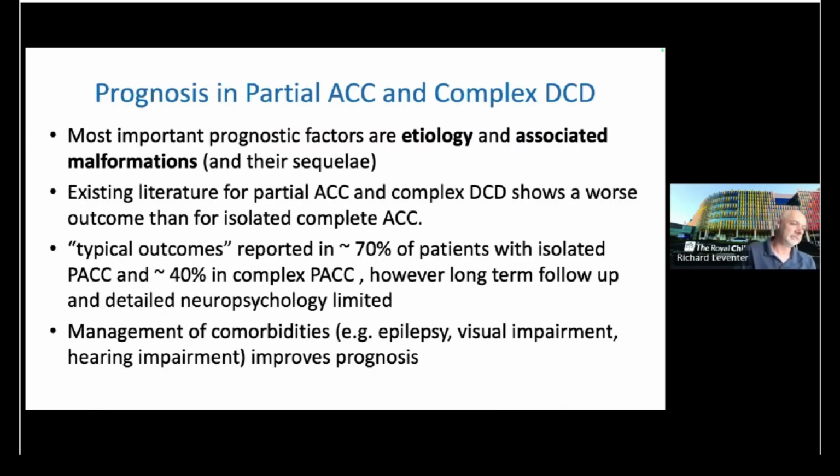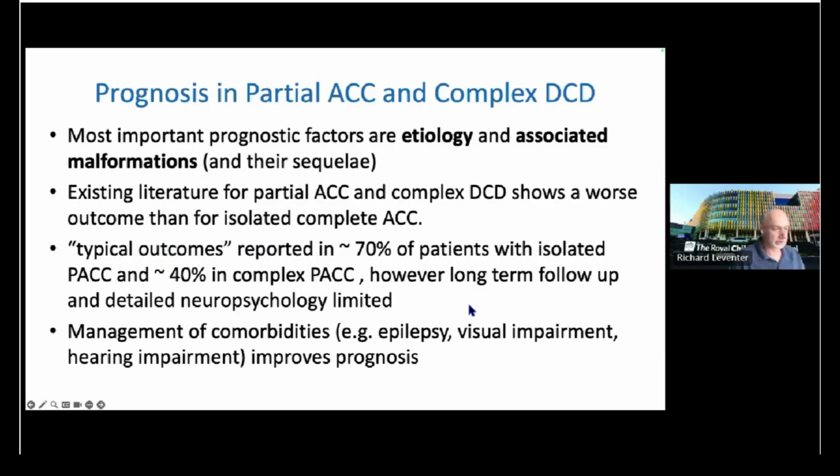Now, what about the prognosis in partial ACC and other complex types of disorders of cortical development? And this is quite tricky. The most important prognostic factors are still the etiology and the associated malformations. The existing literature for partial ACC and complex DCD shows a worse outcome than for isolated complete ACC. So-called typical outcomes, and that doesn't mean normal, and I know that sounds funny, but neurotypical can have a wide spectrum, and normal means different things to different people, but most parents will ask you not, is my child going to be typical, but is my child going to be normal?